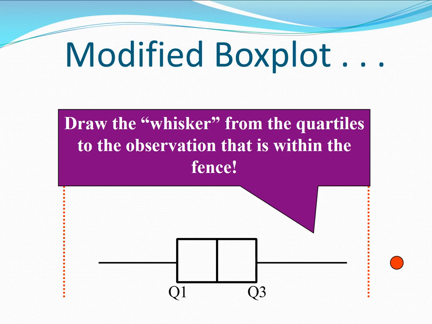The whisker would go from the quartiles, from Q1 and Q3, up to the biggest or smallest observation that is within the fence. So whatever the first observation is that's within the fence, that's where the whisker would stop, and then the outliers would just have dots on the outside.